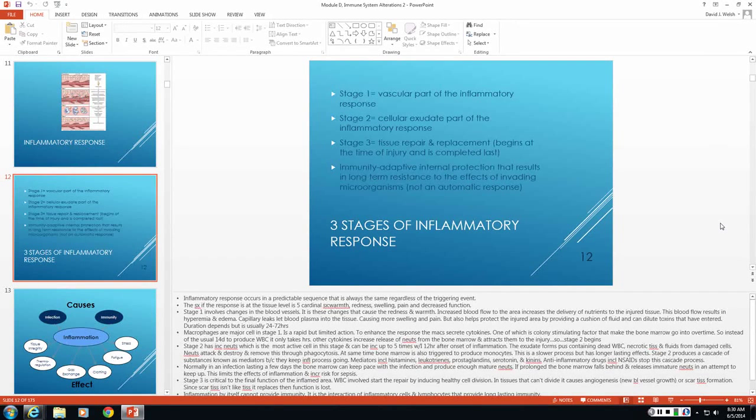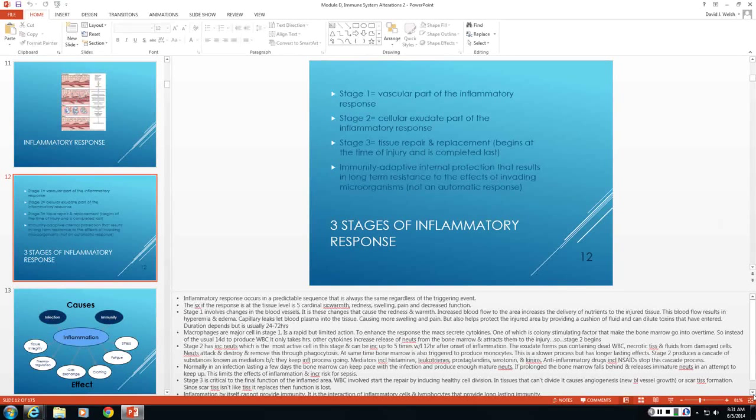Now normally, with an infection lasting a few days, the bone marrow can keep pace with the infection and produce enough mature neutrophils. Now if it's prolonged, the bone marrow falls behind and releases immature neutrophils in an attempt to keep up. Now this limits the effects of the inflammation and increases the risk for sepsis.